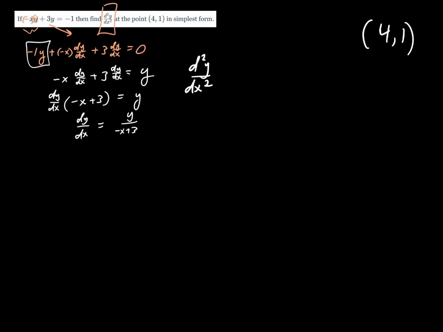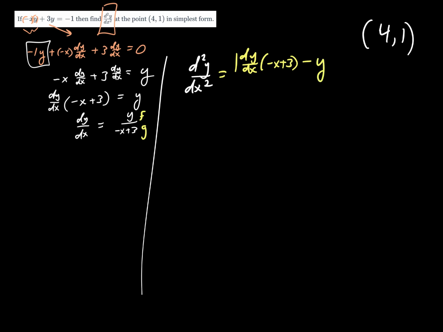And this is going to look like this. Let me change the color. This is my f, and this is my g. I'm doing the quotient rule. The derivative of y is 1 dy dx. I'm going to put the 1 there just to remind us. And then I leave the second, negative x plus 3. Minus, now I leave the y value, and we take the derivative of g, which is negative 1. It's all over the denominator squared.